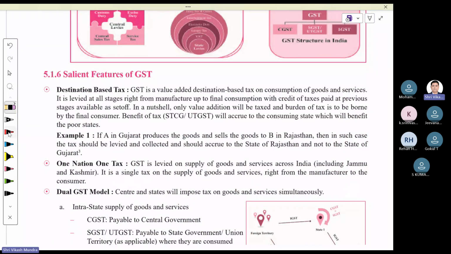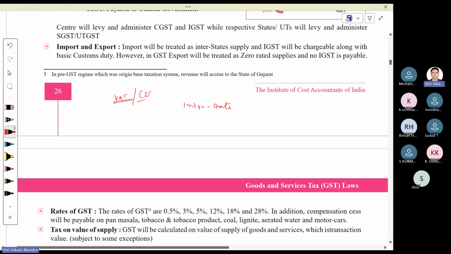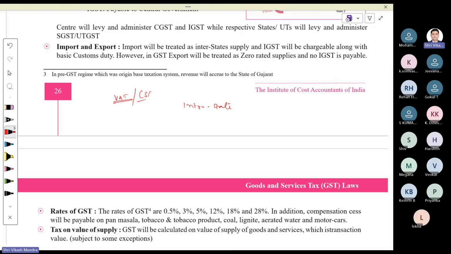In India, one of the major changes brought by GST is that it is a destination-based tax. Earlier, what happened? Say VAT or CST, which would be applicable when we are selling something. In case of an intra-state transaction, that means buyer and seller are both located in the same state, that would be considered an intra-state transaction. On that intra-state transaction, VAT is applicable.